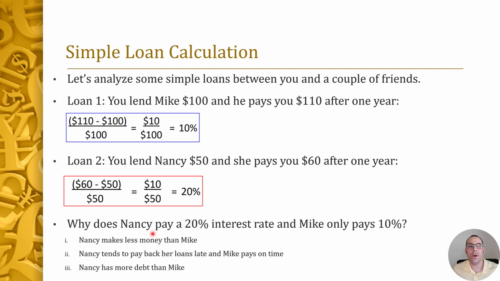Let's say you did a full credit analysis and the reason you're charging Nancy more than Mike is because Nancy makes less money than Mike. She tends to pay back her loans later than Mike, and she has more debt than Mike. She has credit card debt.